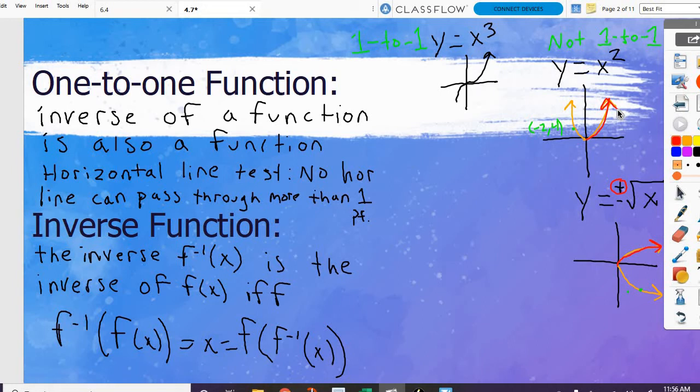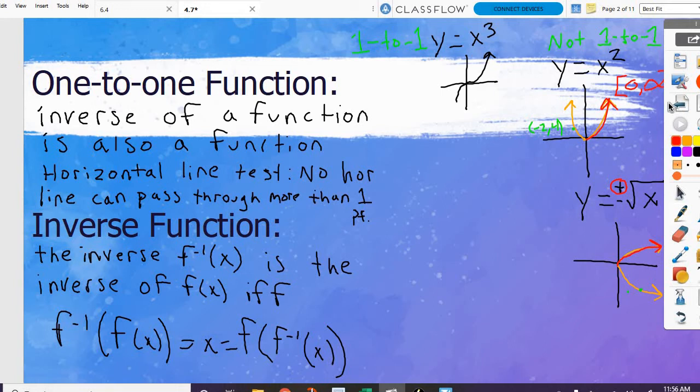Like if we pretended the rest of the orange graph wasn't there, and we just looked at the orange graph, does that pass the horizontal line test? Yeah, so now we could say, okay, if I just look at this piece of my x squared, it would be 1 to 1. Okay with that? So what x values are we looking at here? So where's our vertex at? 0. And then we're going to continue on through infinity, right?